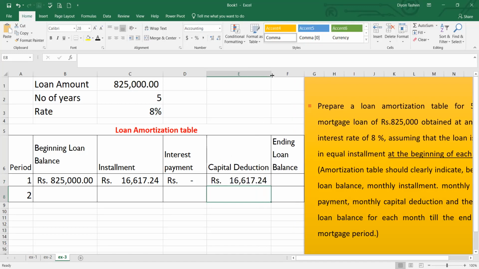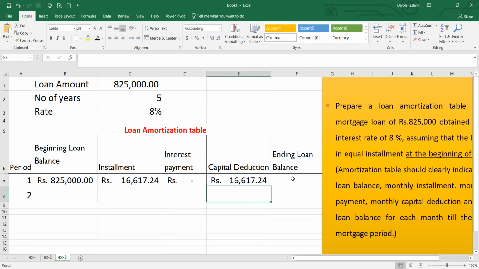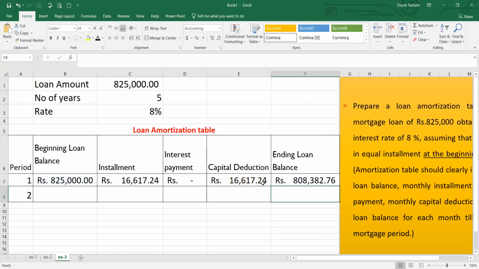Then we have to find the ending loan balance. Ending loan balance means from the beginning loan balance, we have to just deduct the capital portion only. We are not going to deduct the installment because in the installment, we have both interest and capital portions together. In a loan, to calculate the ending balance, we have to just deduct the capital portion. So you can get the ending loan balance. Now this ending loan balance will be the beginning loan balance of the second period.